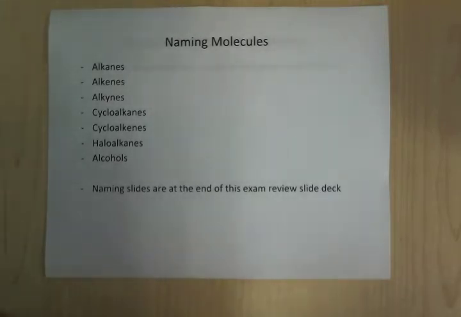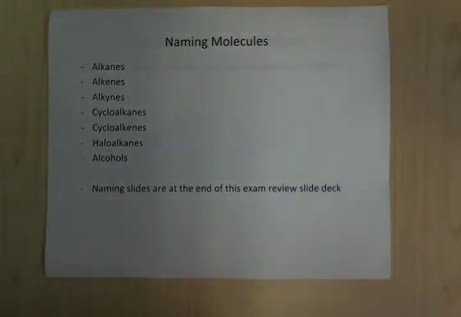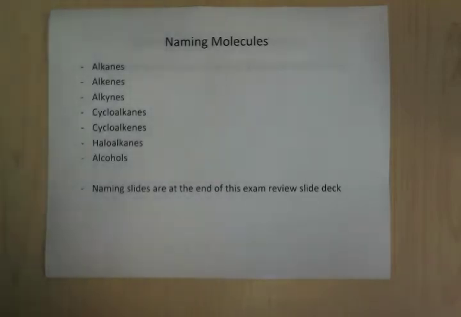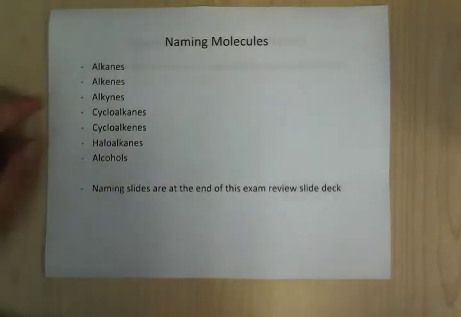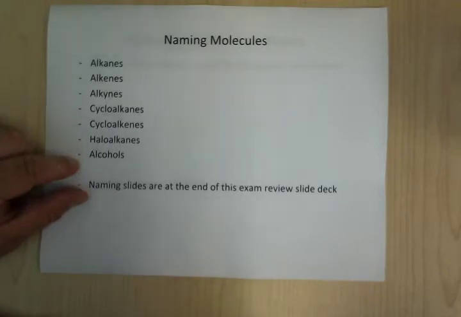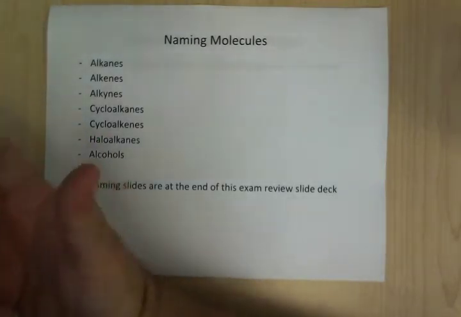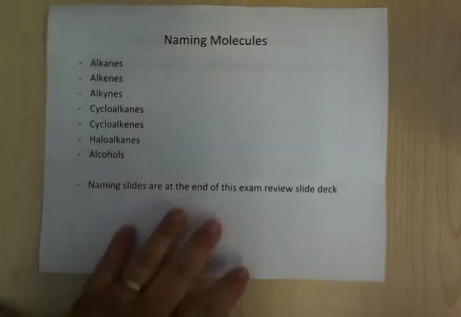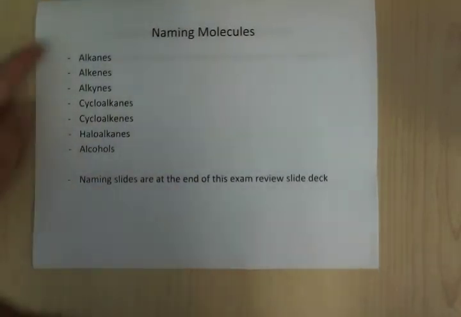First up, we're not going to go into this in great detail. In the Chapter 4 slide deck, also in this one at the very end, there's a bunch of review on naming them. You're going to get things like an alkane, alkene, alkyne, cycloalkane, a haloalkane, and an alcohol. I'm going to draw a structure, and you need to be able to name it. Assume that I'm going to give you one of each of these, and you're going to need to work through those.